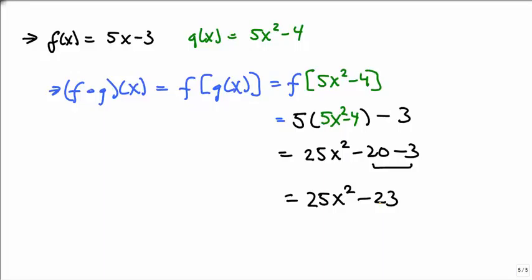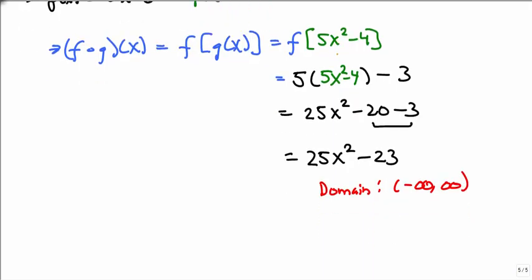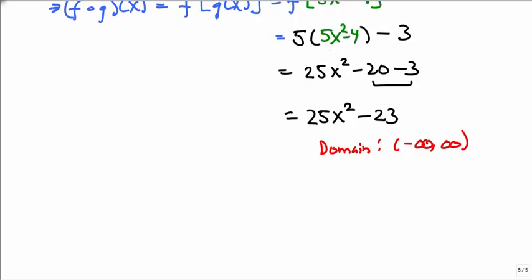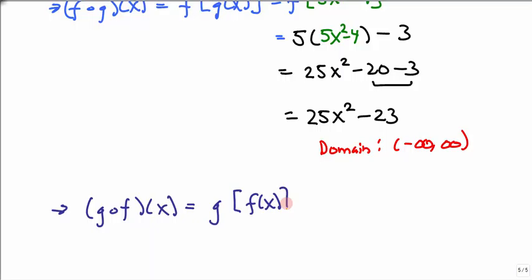So when we're working with these, we can also talk about the domain. This one, I don't see any domain restrictions at all. All real numbers, negative to positive infinity. There's no denominator, there's no radical. So this is an example of f of g of x. Now let's do g of f of x. Same two functions. That means everywhere in my function g, I'm going to plug in the entire function f of x. f of x in this particular case was 5x minus 3.